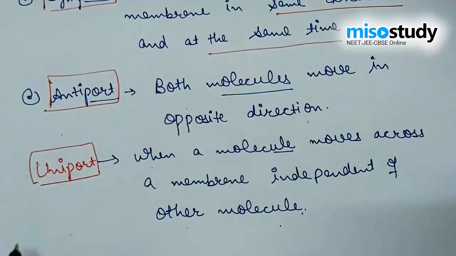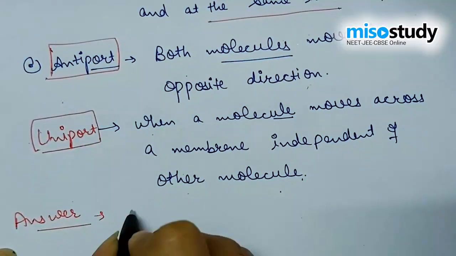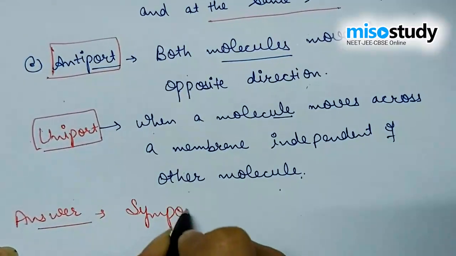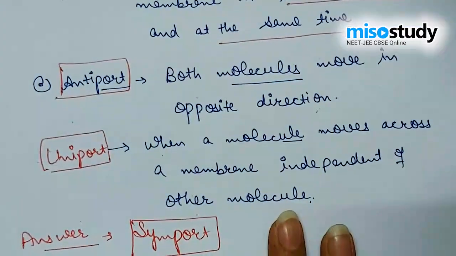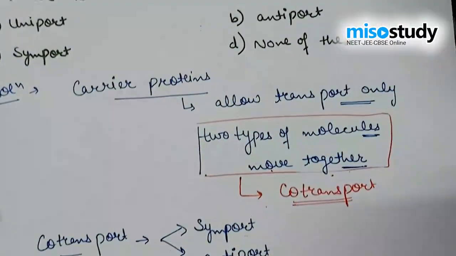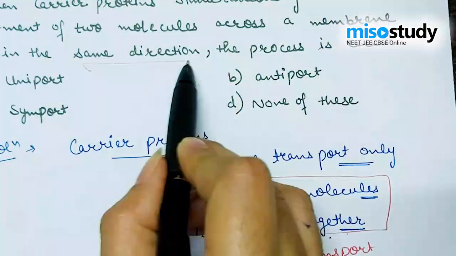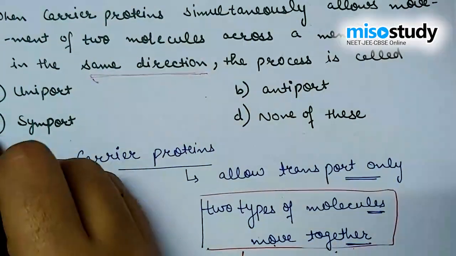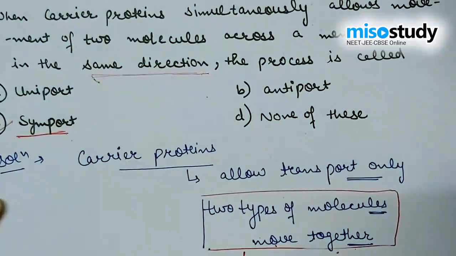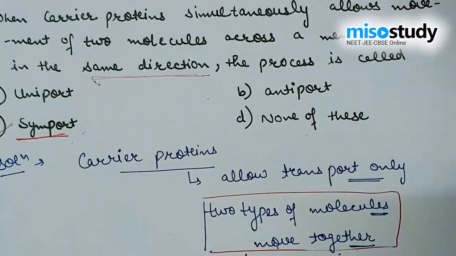So according to the discussion, the right answer for the question is symport, because the question already mentions that two molecules travel in the same direction, and in the discussion we saw that when two molecules move together in the same direction, the process is known as symport. Let's discuss the next question from transport in plants.